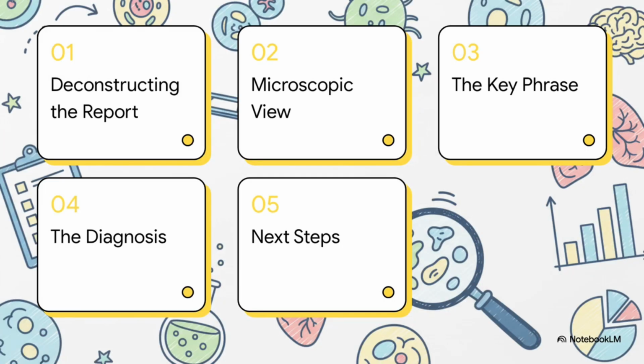So, here's our game plan. First, we'll just deconstruct the report itself. Then, we're going to peek through the microscope with the pathologist. After that, we'll focus on the single most important phrase in the whole document. We'll figure out what the final impression is, and, importantly, we'll talk about why more tests are sometimes needed. Sound good? Let's dive in.